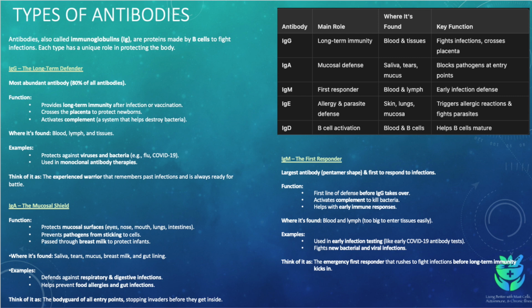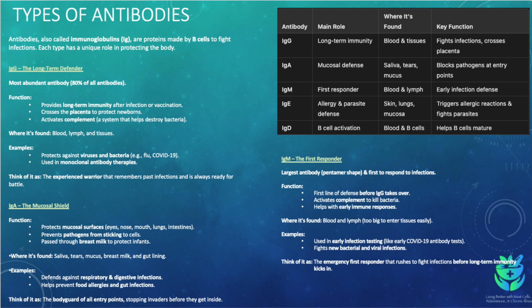IgG is the long-term defender. It is the most abundant antibody in your body, and it encompasses approximately 80% of all the antibodies in your body. Their function is to provide long-term immunity after infection or vaccination. It crosses the placenta to protect newborns, and it activates complement. That is a system that helps destroy bacteria. And when we say that it helps activate complement, that means it's activating your complement system.